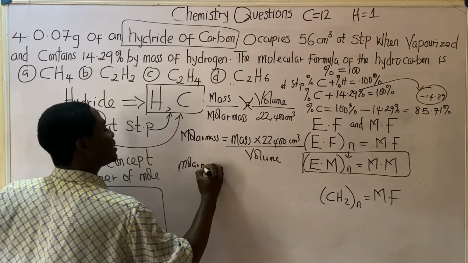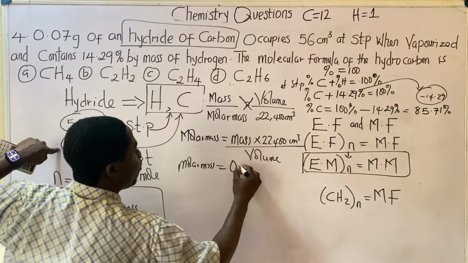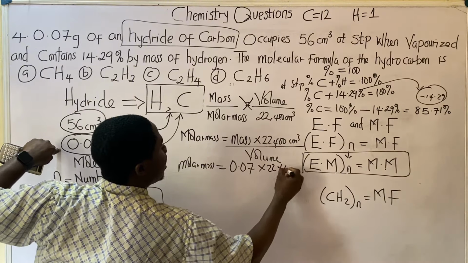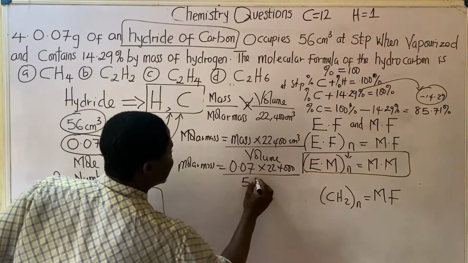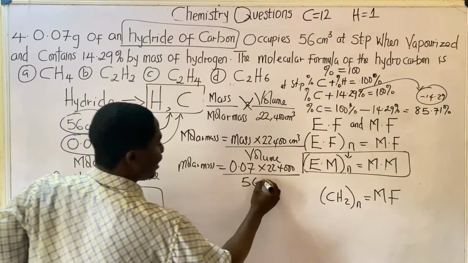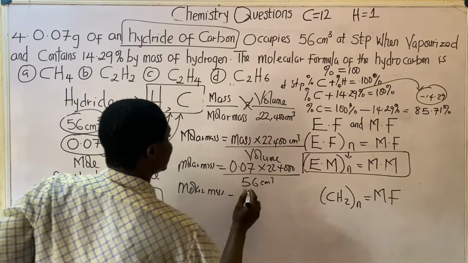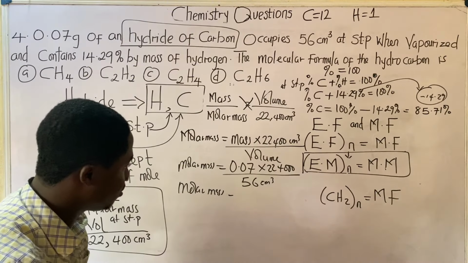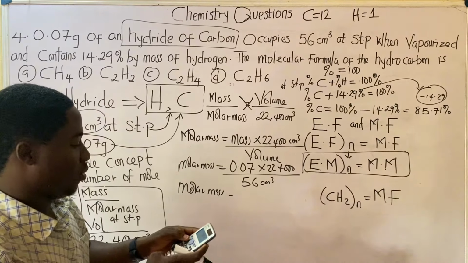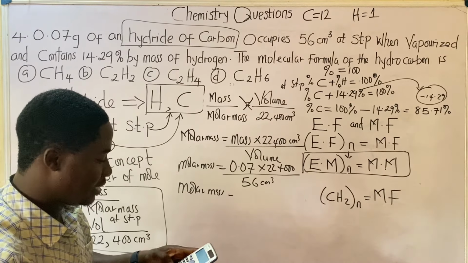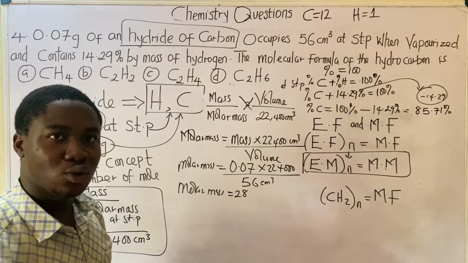So molar mass is going to be equal to, what's the mass, class? The mass is 0.07 times 22,400 divided by, what's the volume? The volume was given to be 56 cm cube. So what becomes the molar mass? Let's solve together and get the molar mass. So it's going to be 0.07 times, sorry, not 22.4, 22,400, okay? Answer divided by 56, that is 28. So molecular mass is 28. Wow. So what do we do next?